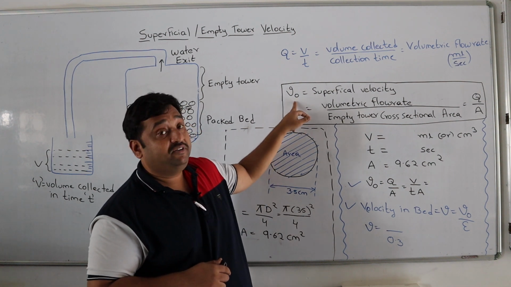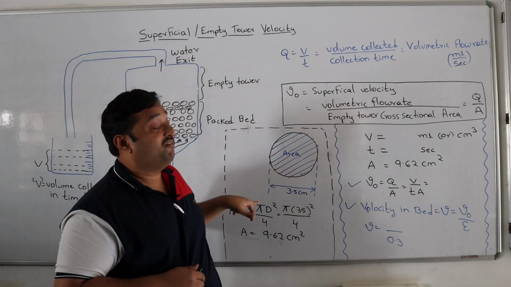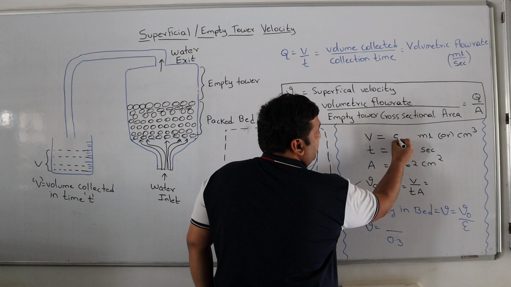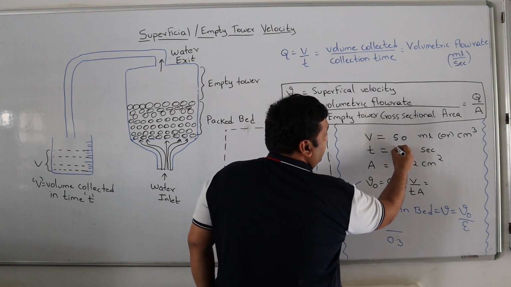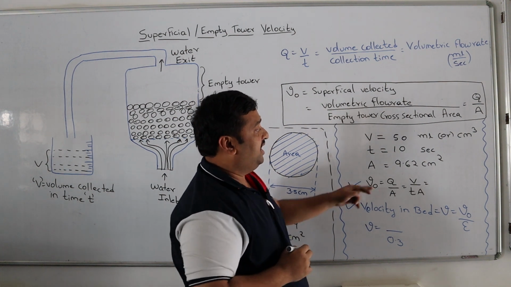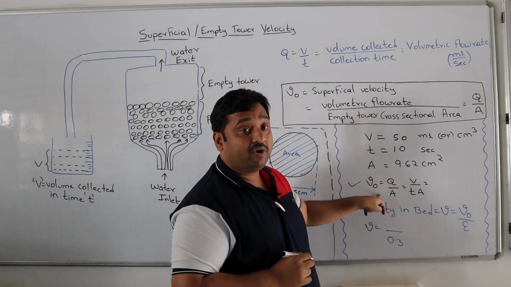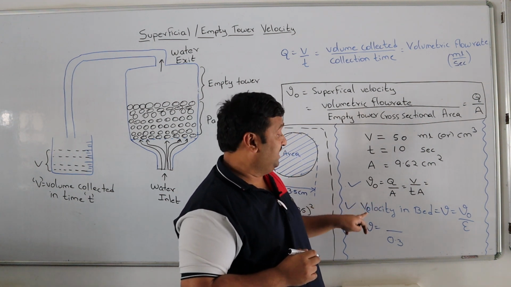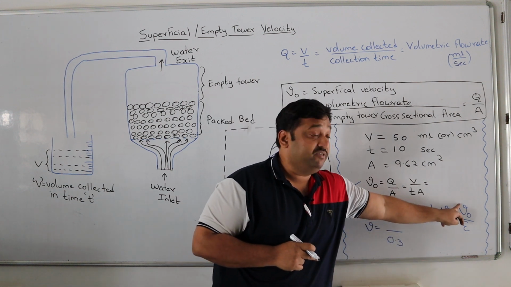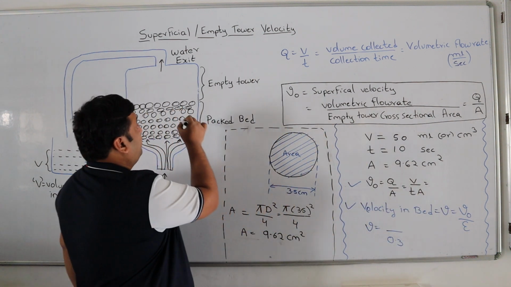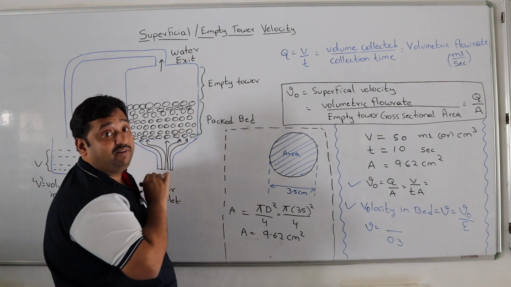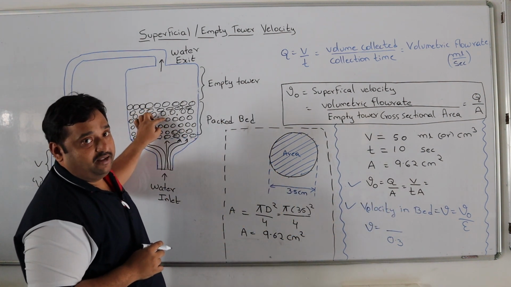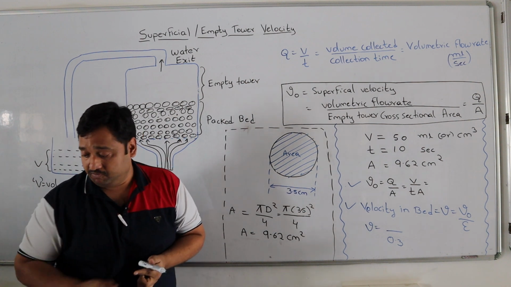So V naught is the superficial velocity, which is the volumetric flow rate divided by the empty tower cross sectional area, Q by A. V is the volume, how much volume I have collected: 50 ml. The time for which I have collected is 10 seconds. The area is 9.62. So if you put the numbers over here, give me some time, I will calculate. Once you know the superficial velocity, the velocity in the bed is given by the superficial velocity divided by the porosity of the bed. So depending upon the porous spaces inside the bed, the velocity will vary. The superficial velocity divided by porosity will be the velocity in this bed. We will calculate both the quantities now.